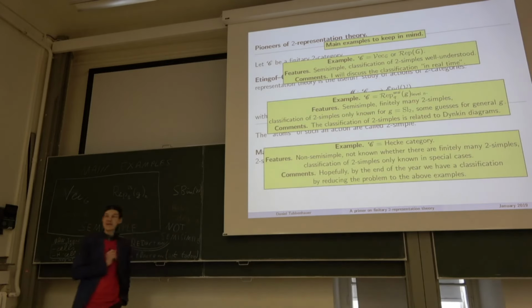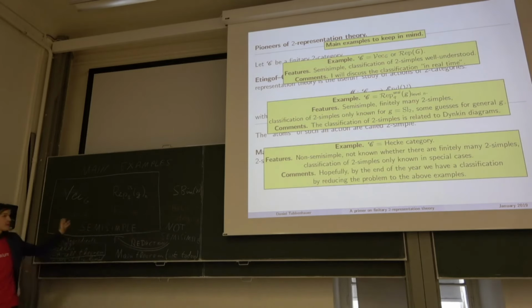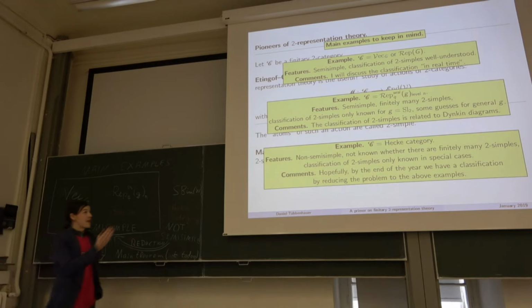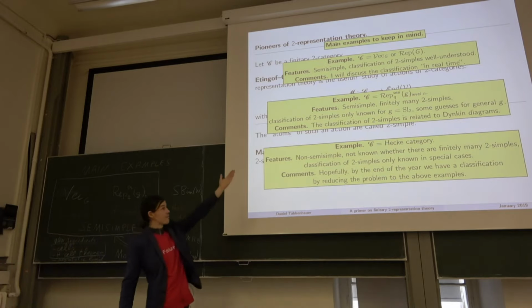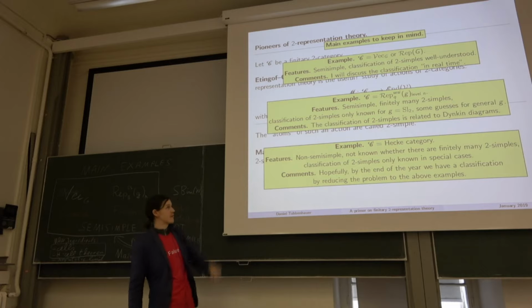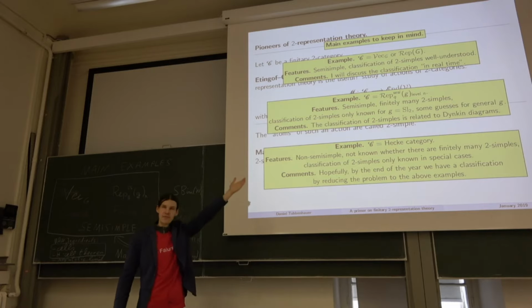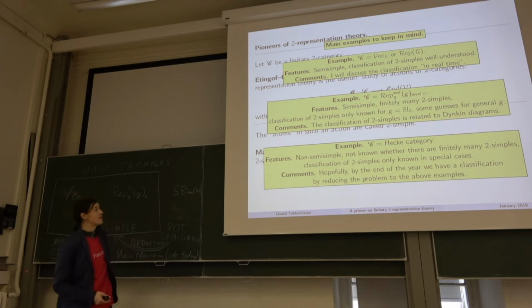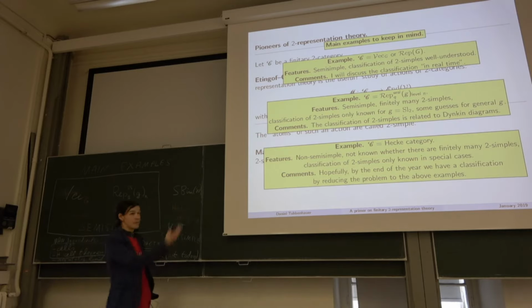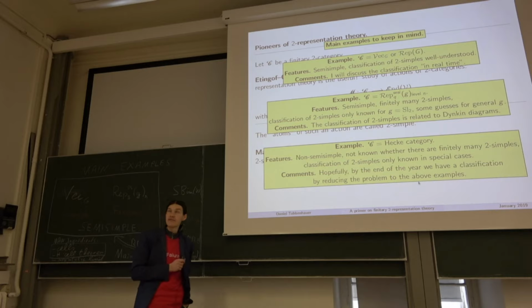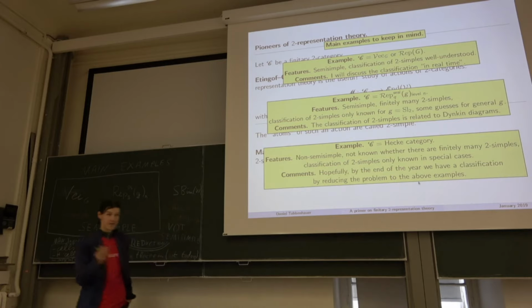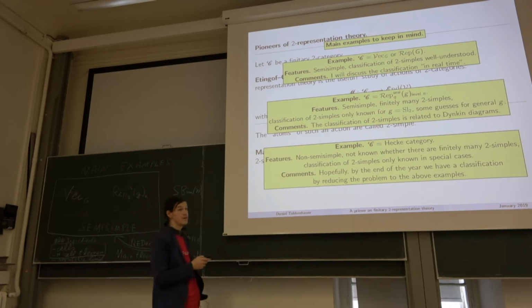So these are my main examples I want to keep in mind. Same as here. So an example of a vector space, Vec G, the naive categorification of a group, or alternatively, if you want, Rep G, complex representations of a group, which are very easy, and I will really discuss the classification of two simples in real time if you want. It's not really hard. The other examples which we have seen.